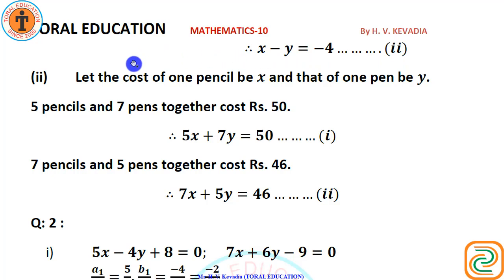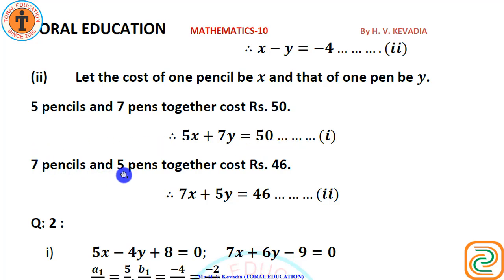And now question number 2. 5 pencils and 7 pens together cost rupees 50, whereas 7 pencils and 5 pens together cost rupees 46. Find the cost of one pencil and that of one pen. So here let the cost of one pencil be x and that of one pen be y. Right? So 5 pencils and 7 pens cost together rupees 50. Here 5x plus 7y equals 50, because 5 pencils means 5x and 7 pens means 7y, that is 50 rupees.